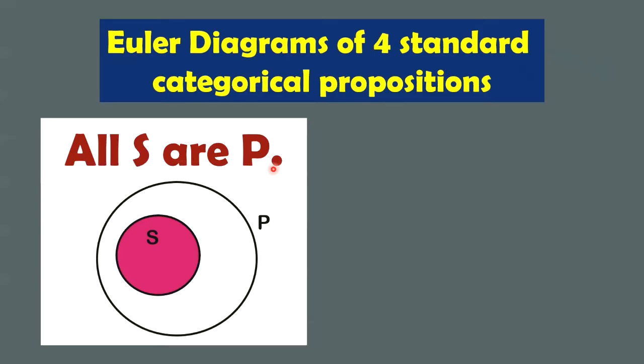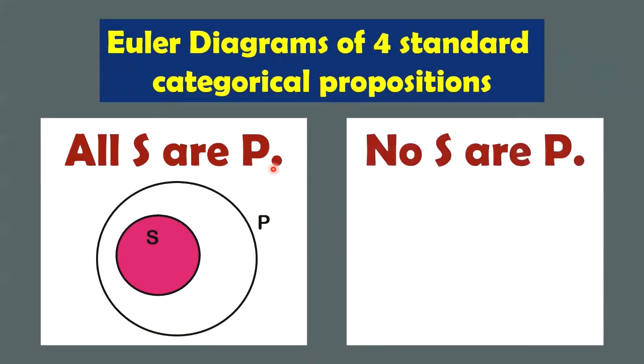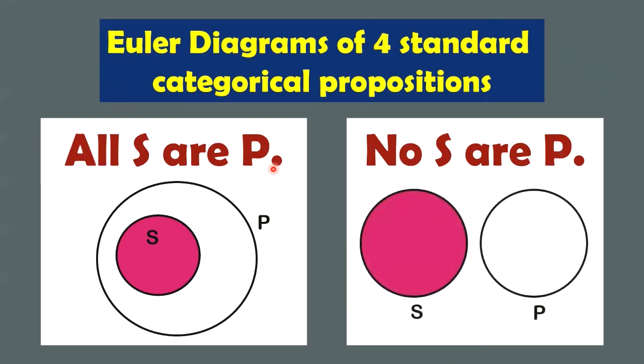Okay? So, next categorical proposition. Here, no S are P. Wala daw S na P. So, can you imagine the Euler diagram for this categorical proposition? Ganito. Okay? So, anong ibig sabihin ba na itong shaded na ito?